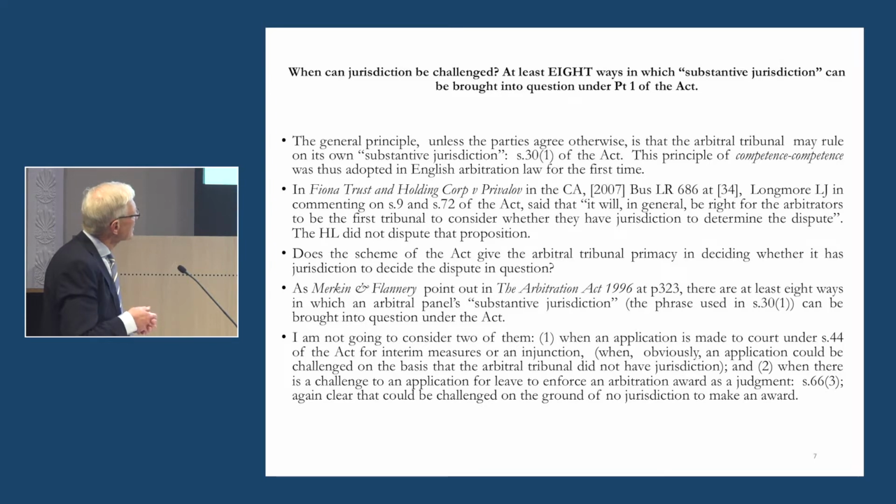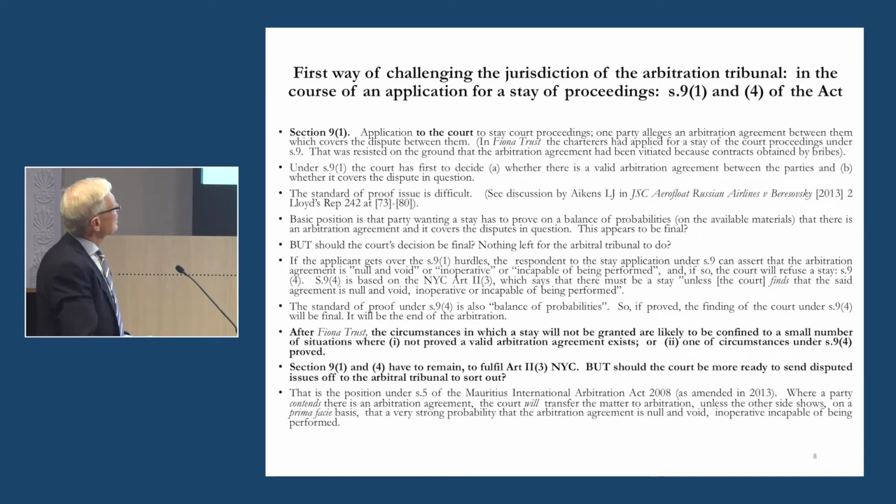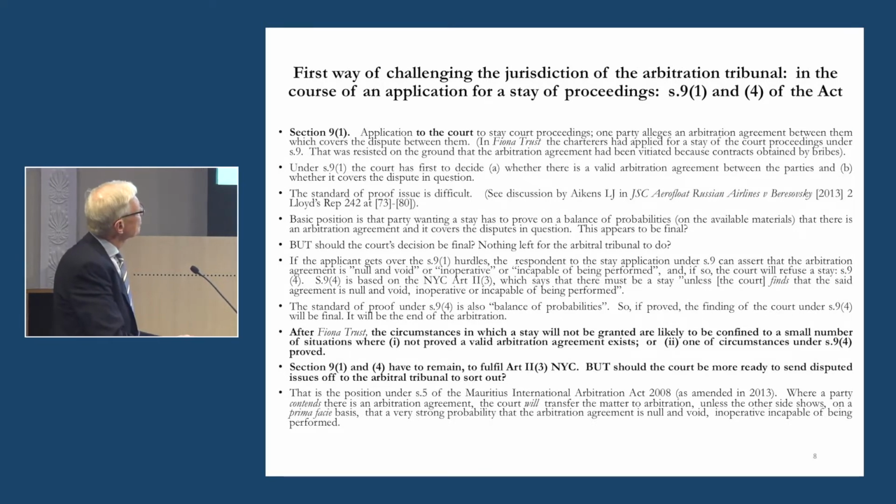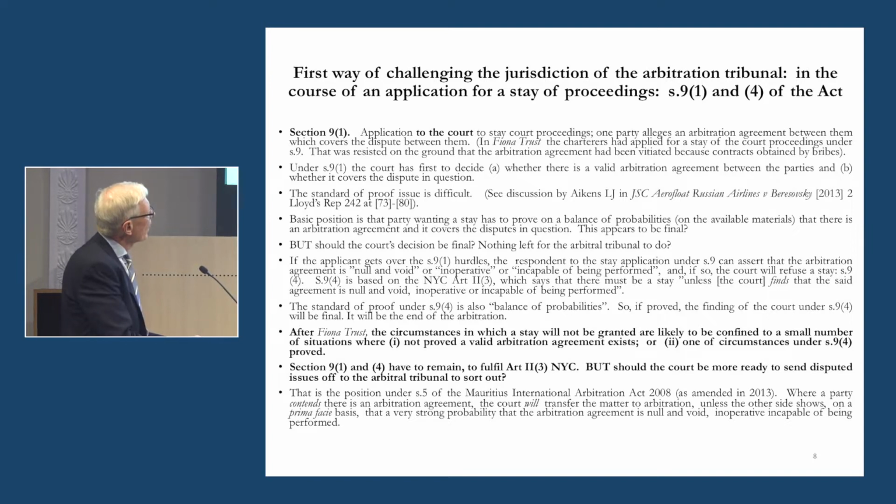that there are these 8 ways in which this issue can be looked at by the court. I'm not going to consider 2 of them. I've identified them on the bottom bullet point, but we can move on to the next slide. So the first one is under Section 9. As you've already heard, this is the section in which a court can stay proceedings where it is said that there is an arbitration clause.